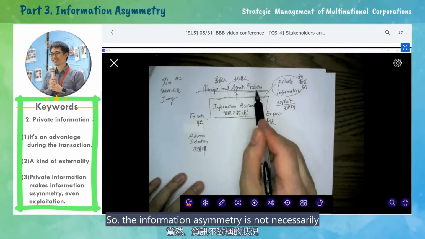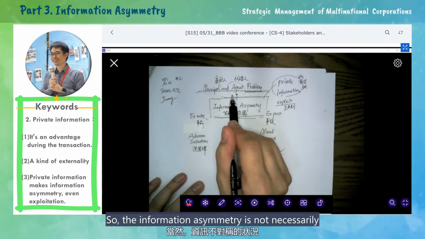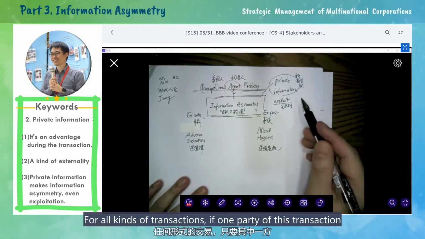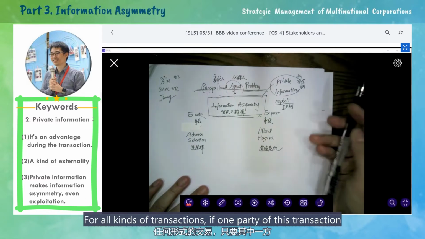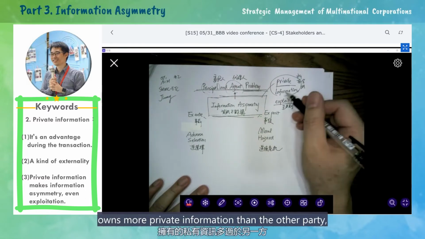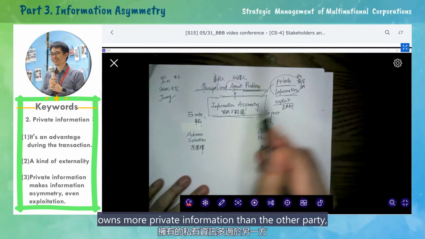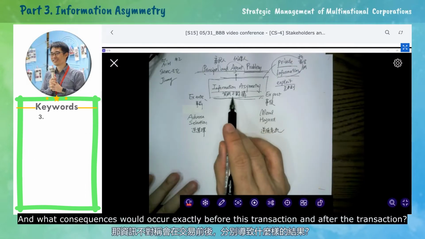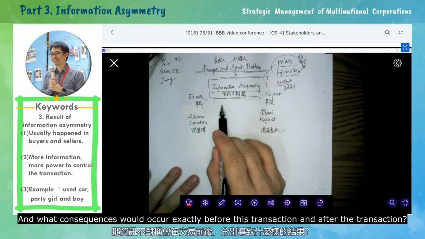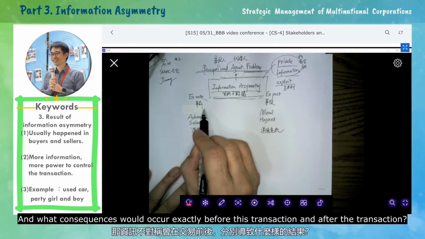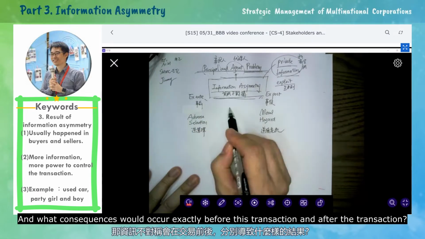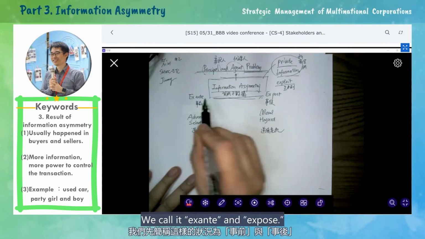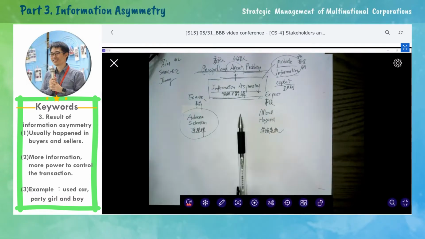Information asymmetry does not only occur during the principal and agent relationship. For all kinds of transactions, if one party owns more private information than the other party, then they are in a position of information asymmetry. What consequences would occur exactly before this transaction and after the transaction? We would call it ex ante and ex post.